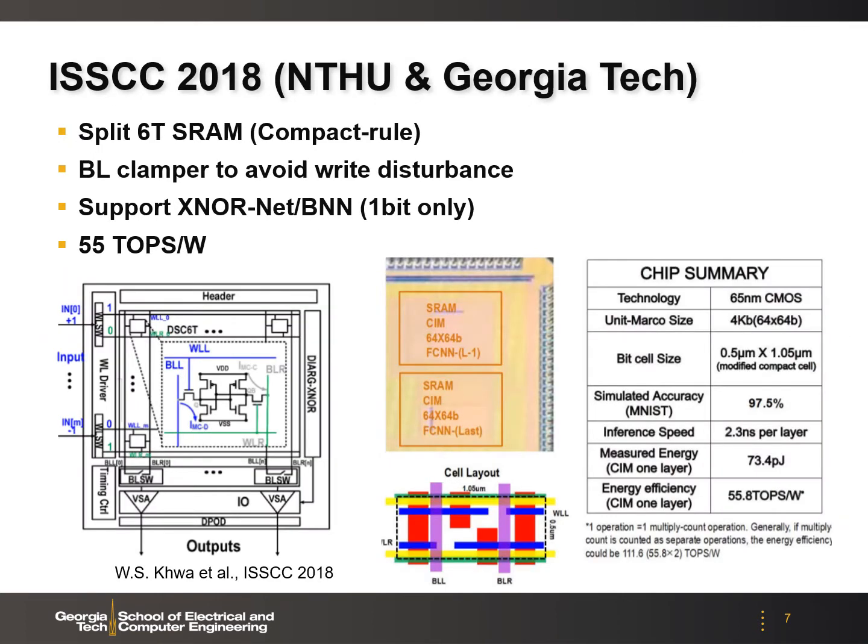Now let's review a few representative works. This one was published at ISSCC 2018, and this is a split 6T SRAM bit cell using the foundry's compact design rule, and this was taped out at 65 nanometer CMOS node. This work can support the XNOR net, essentially 1 bit input and 1 bit weight, and the measured energy efficiency is about 55 TOPS per watt.